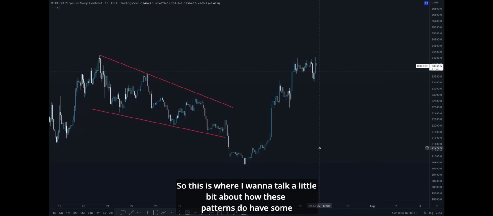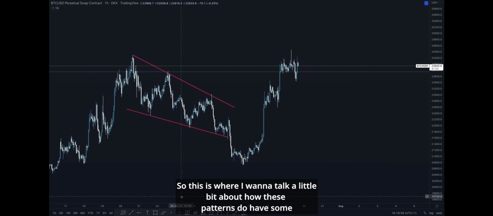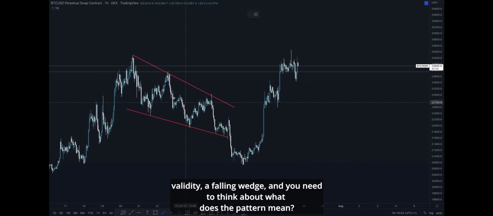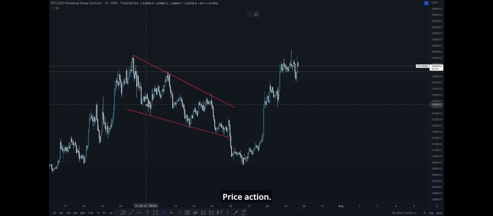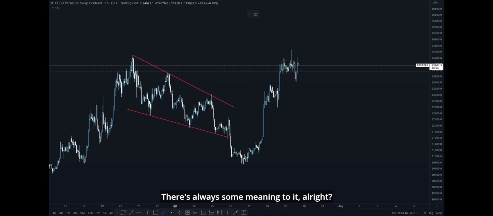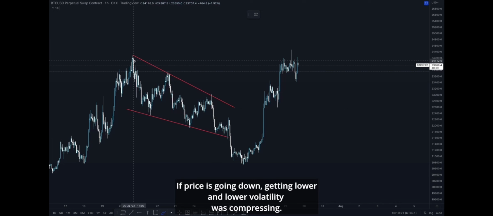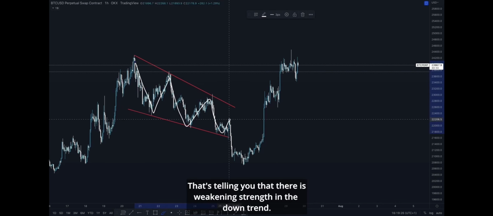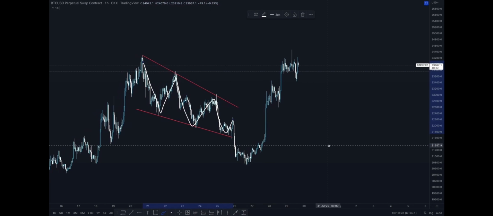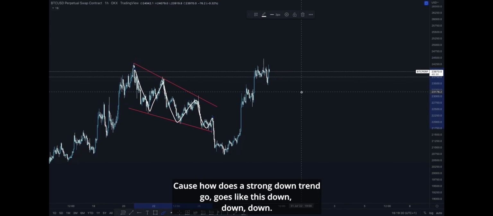So this is where I want to talk a little bit about how these patterns do have some validity to them. A falling wedge, and you need to think about what the pattern means. Price action, it's never random. There's always some meaning to it, right? There's always something that it's telling you. If price is going down, getting lower and lower volatility, so it's compressing, that's telling you that there is weakening strength in the downtrend. Because how does a strong downtrend go? It goes like this. Down, down, down.